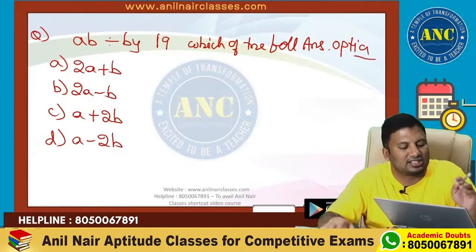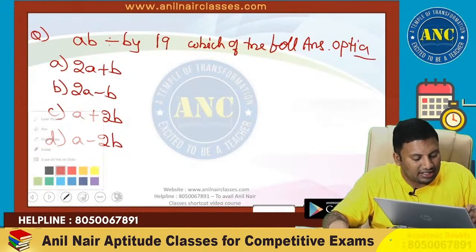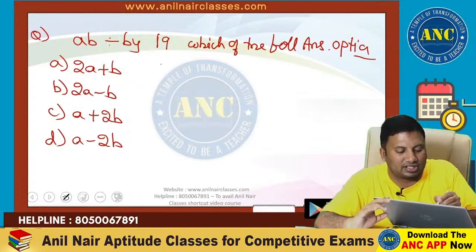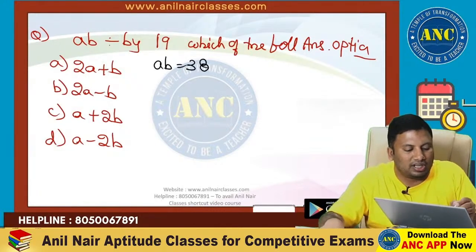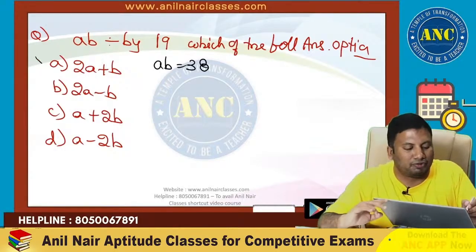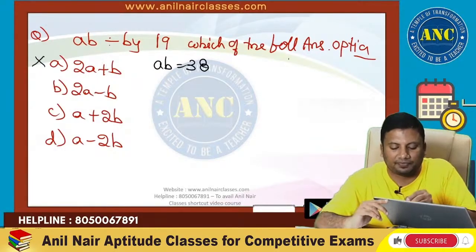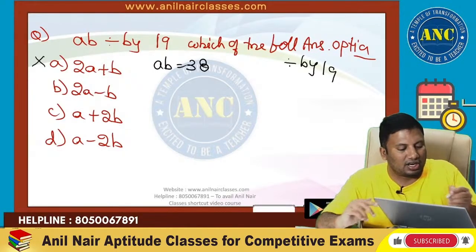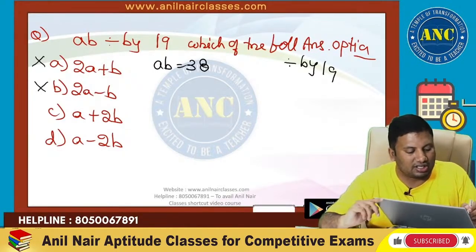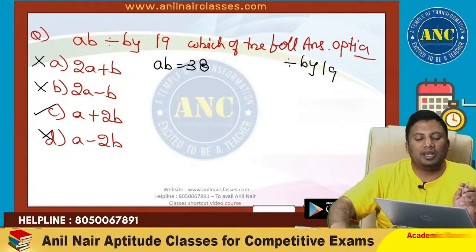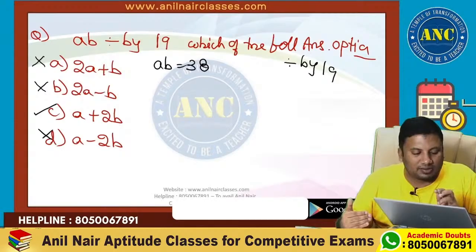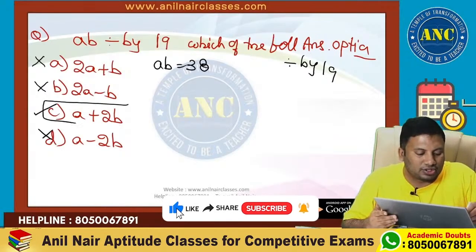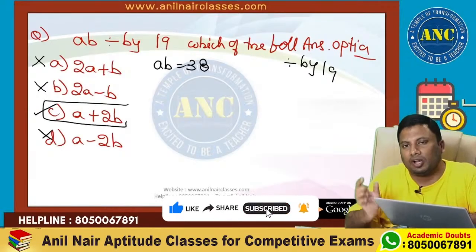You can easily substitute and check, right? AB is divisible by 19. If I take AB as 38, 2 3s are 6, 6 plus 8 is 14. It is not divisible by 19. If AB is divisible by 19, which of the following expressions is divisible by 19? A plus 2B, it is the divisibility rule.